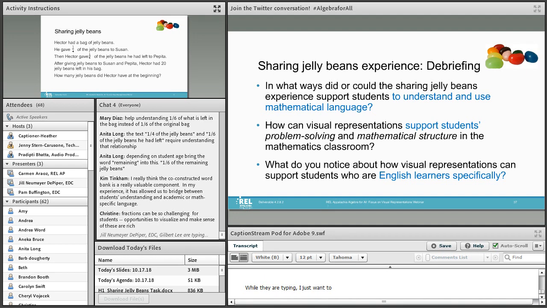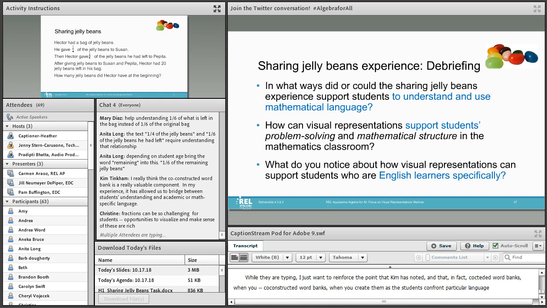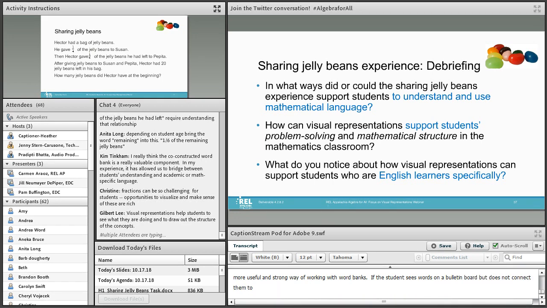While they're typing, I just want to reinforce the point that Kim noted, that co-constructed word banks, when you create them as the students confront particular language, are actually a much more useful and strong way of working with word banks. If the student sees words on a bulletin board but does not connect them to an example or a representation, they're less effective. So being able to create that word bank together as you work through the realia or work through the problem is a much stronger approach.